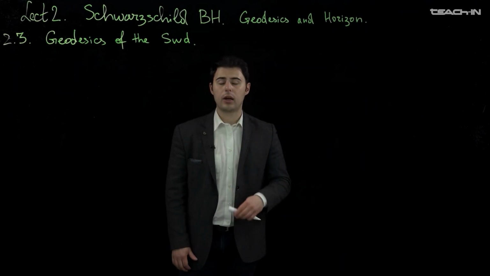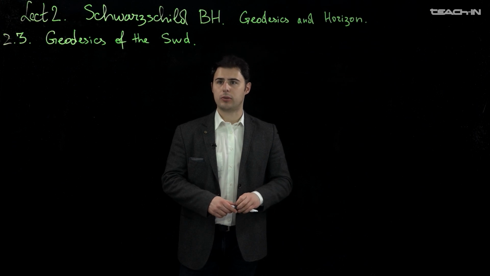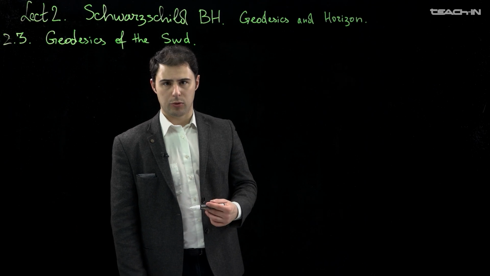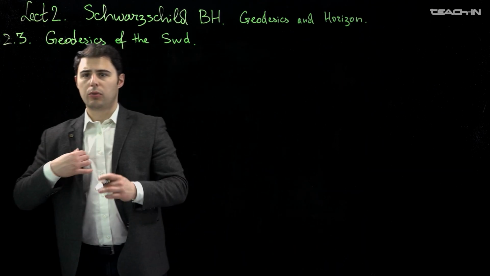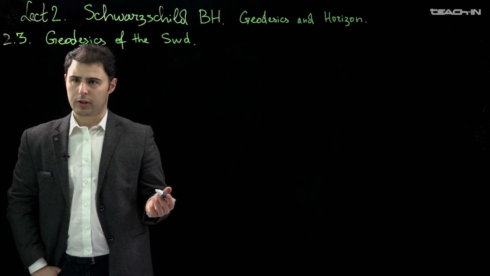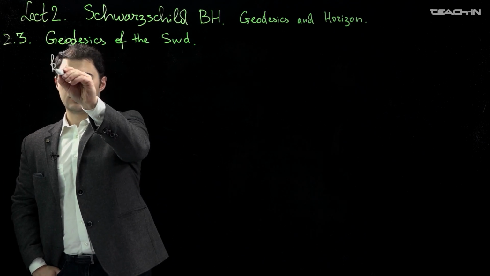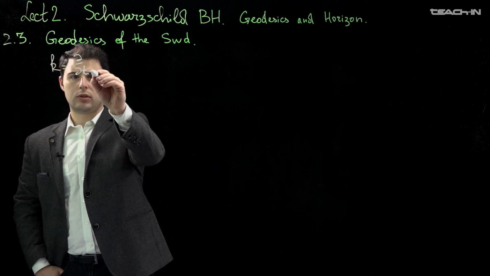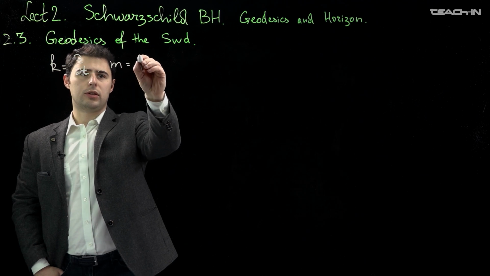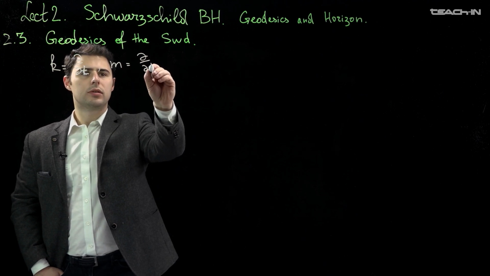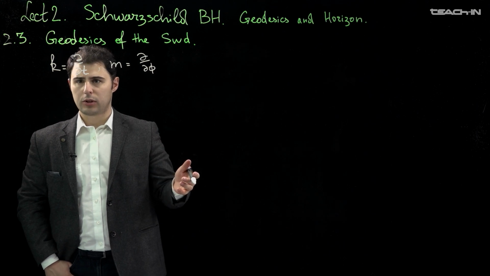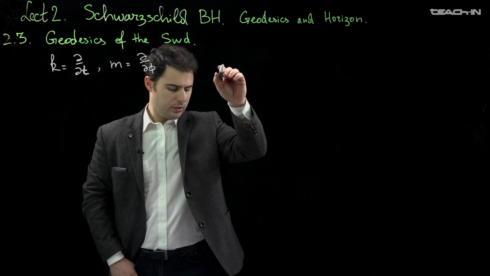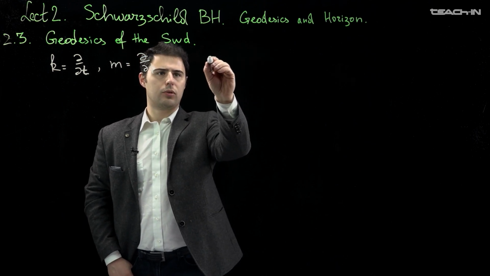Good. Let us now turn to geodesics in the vicinity of the Schwarzschild solution. First of all, let us write some integrals of motion. We have two commuting Killing vectors. That is k, which generates time translations, and we have the axial Killing vector, which generates axial rotation. So we can therefore write the conserved quantities.